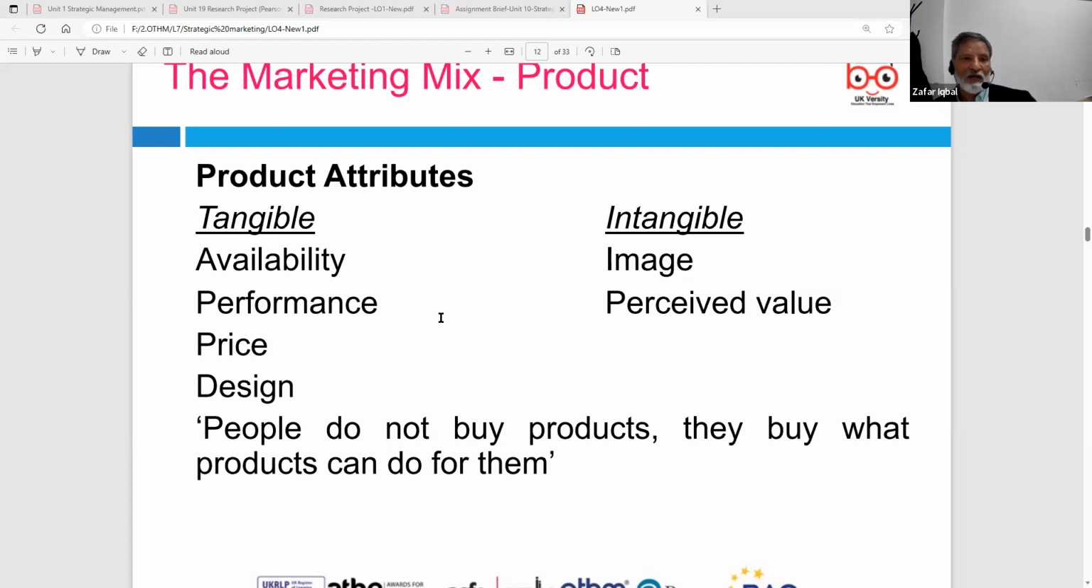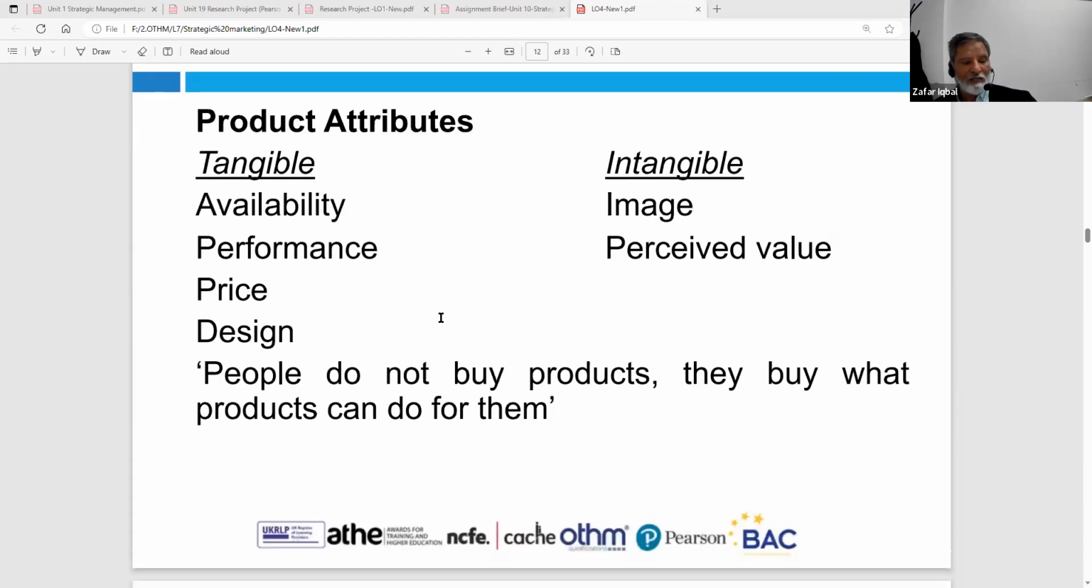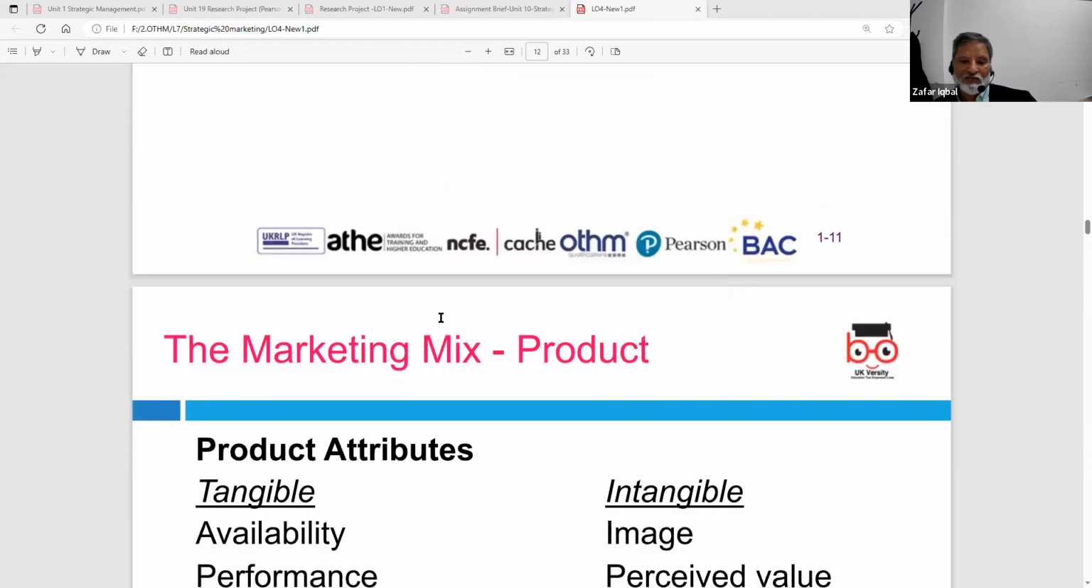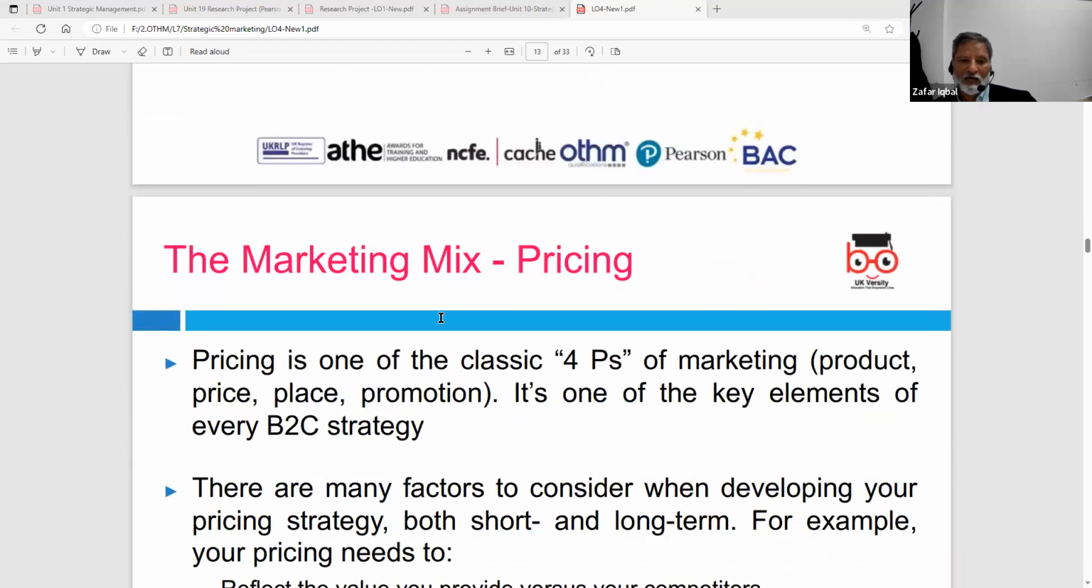In other words, when we are talking about the marketing mix as a product, we are selling the product as a whole, not piecemeal, so that when people buy it, they buy the products that can do what they are supposed to do. They don't buy the products for the sake of buying, but for what they can do for them. Okay, so we must make sure that our marketing mix produces that attribute for people who are going to buy our product.